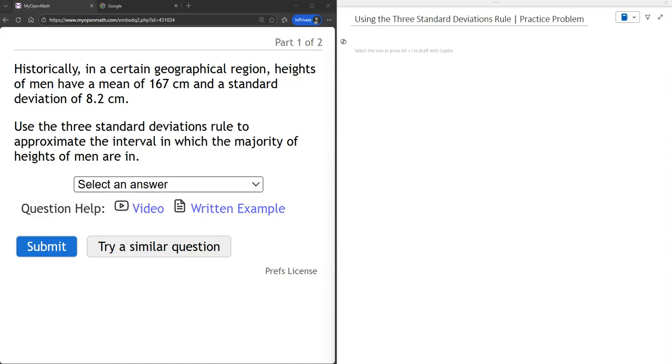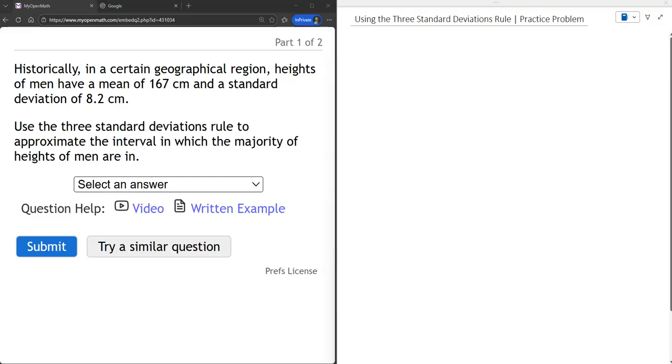In this video, I'm going to show you how to use the Three Standard Deviation Rule. And first of all, let's recall the rule. The rule suggests that most of the data, absolutely most of the data, will be within 3 standard deviations away from the mean. So what does that mean exactly?